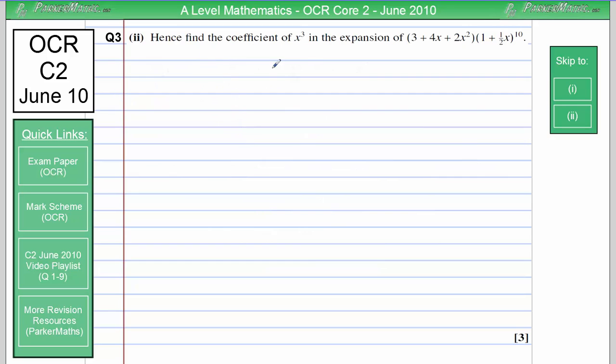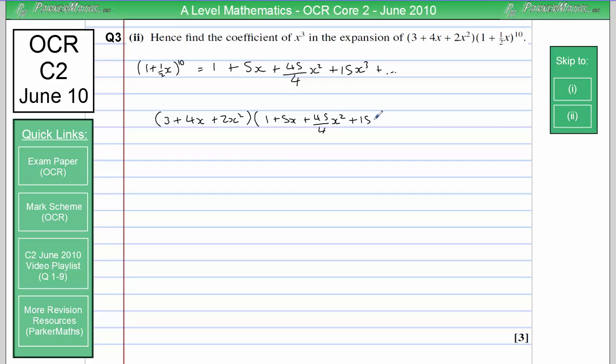Part 2 says, hence find the coefficient of x cubed in the expansion of 3 plus 4x plus 2x squared, multiplied by 1 plus a half x to the power 10. Well, in part 1, we did the binomial expansion for 1 plus a half x to the power 10, and we found the first 4 terms are this expression here. So we're going to use this to help us expand this. So what we're going to do is 3 plus 4x plus 2x squared multiplied by 1 plus 5x plus 45 over 4x squared plus 15x cubed, and so on.